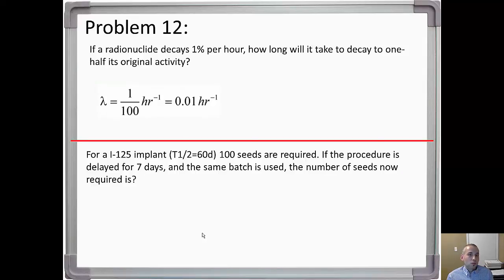So basically, what you do right off the bat is you write it as a fraction. So 1% per hour, so 1 over 100. Now for the decay constant, we want it as a decimal. So 0.01 hours to the negative 1. So from here we have the decay constant. We can plug it into the formula for half-life. So we get 0.693 over our decay constant. We get 69.3 hours.